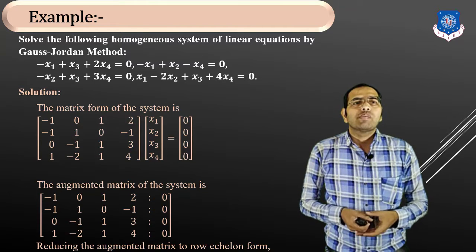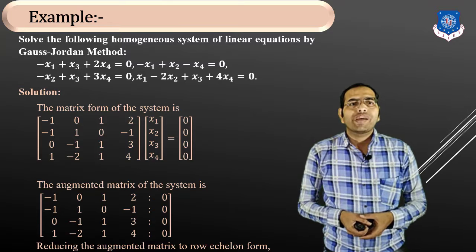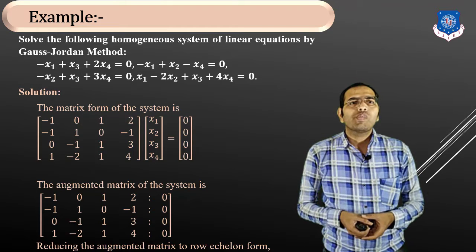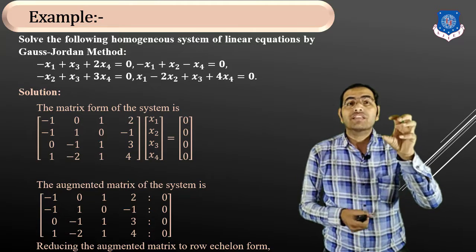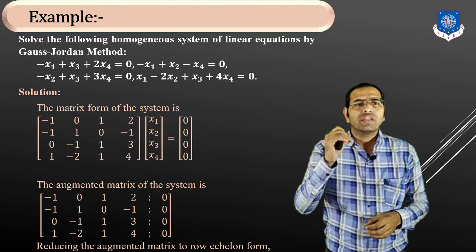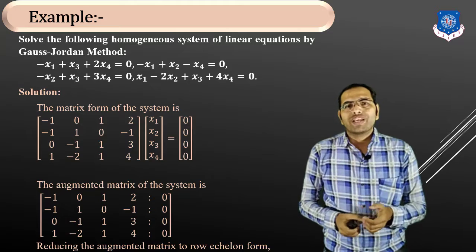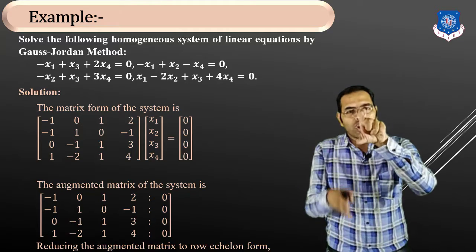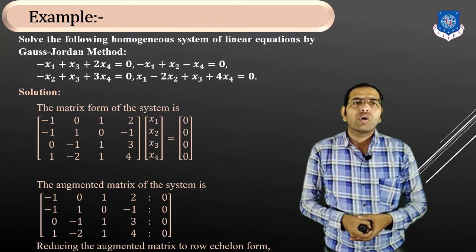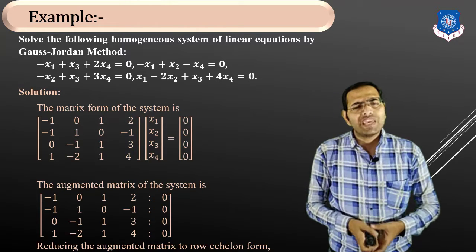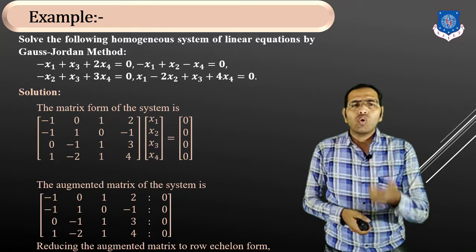That means -1 0 1 2, -1 1 0 -1 0 -1 1 3, 1 -2 1 4. That is our matrix A. That is the coefficient of x1, x2, x3 and x4. Now x1, x2, x3, x4 in column form is capital X, equal to 0 0 0 0 in column form, that is our B, equal to O.